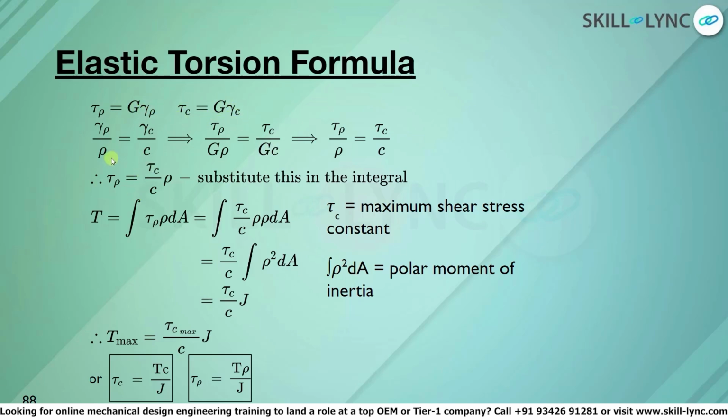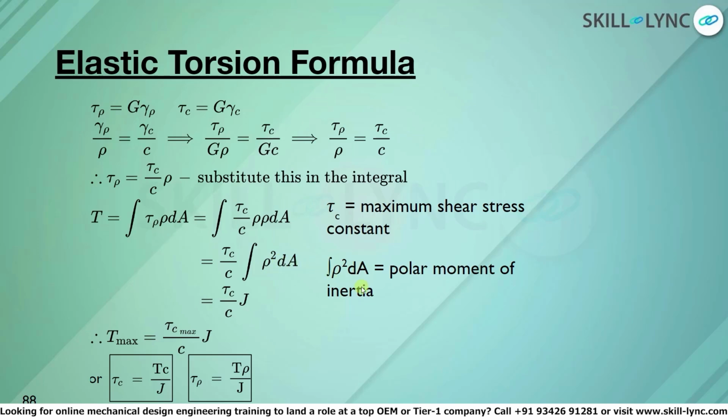Substituting these formulas into the relation which we got, we get tau rho by rho is equal to tau C by C. Therefore, again we can say that tau rho is equal to (tau C by C) into rho. Now, if we recall the formula for torque, which is T equal to the integral of tau rho dA, we can substitute the value of tau rho which we found into this torque formula, and finally we get a simplified version, which is T is equal to (tau C by C) times the integral of rho square dA.